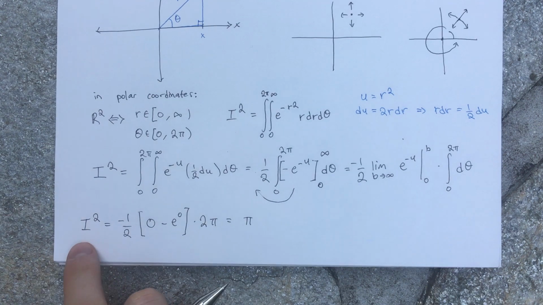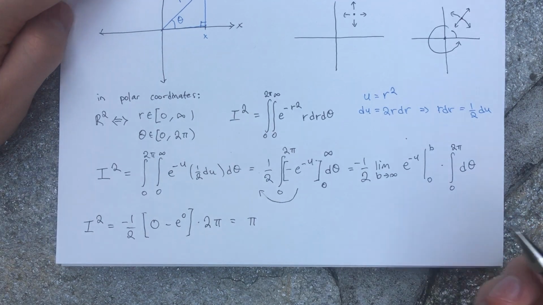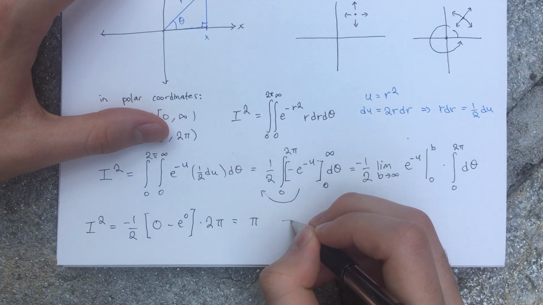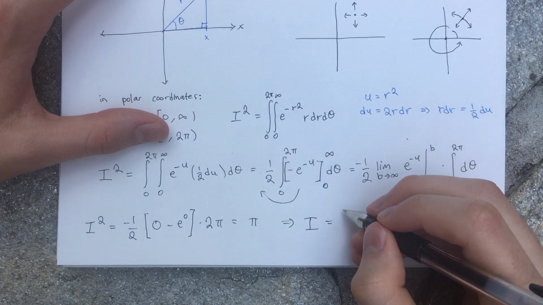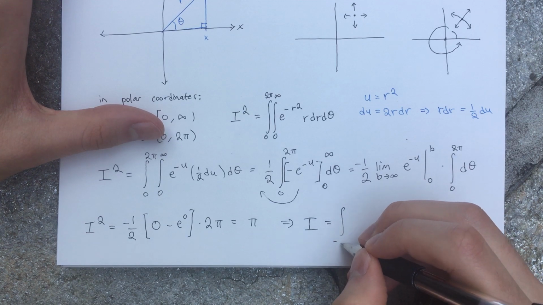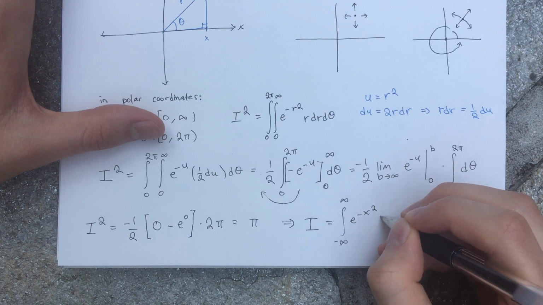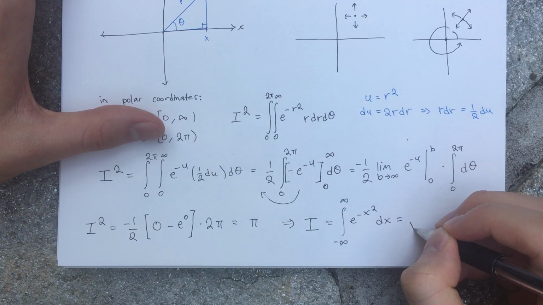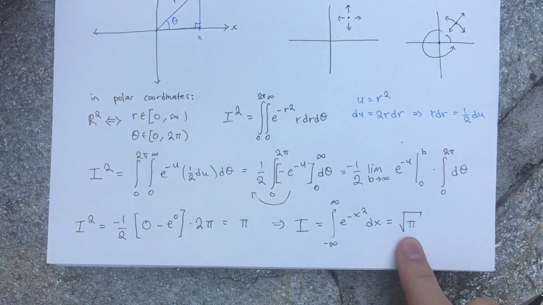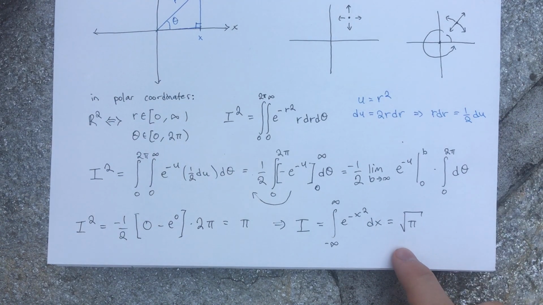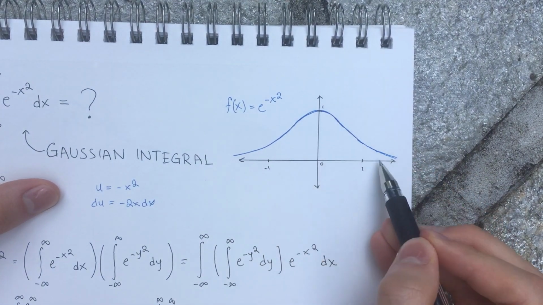But remember, this is I squared equals pi. We want to find I. So as a final step, we get I, which is equal to the integral of negative infinity to infinity e to the minus x squared dx is equal to the square root of pi. And of course, this is going to be the positive square root, not the negative, because this function is always positive.